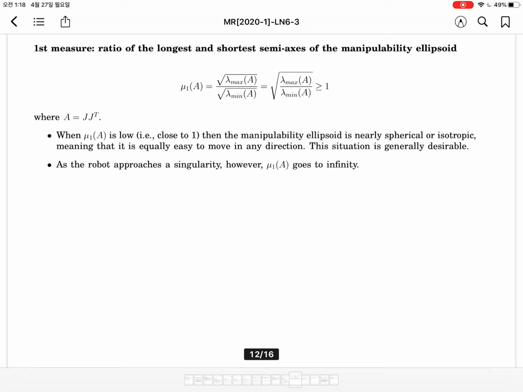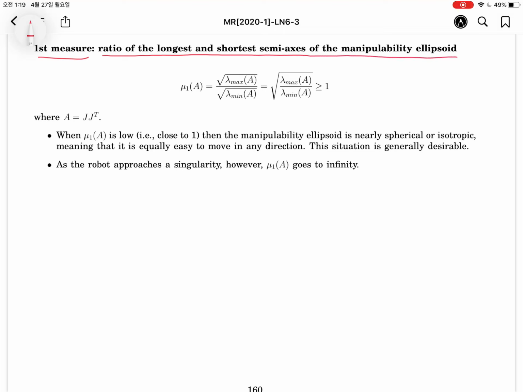We should know how close it is to the singular configuration. So we will suggest three kinds of measures. The first measure is about the ratio of the longest and the shortest semi-axis lengths of a manipulability ellipsoid. The maximum will be the square root of lambda 1, and the minimum will be the square root of lambda m. So if we take the ratio between both, we can estimate the shape of an ellipsoid. It looks like a line segment, or it looks like a unit sphere. Those kinds of things can be estimated by comparing the lengths of the major and minor axes.